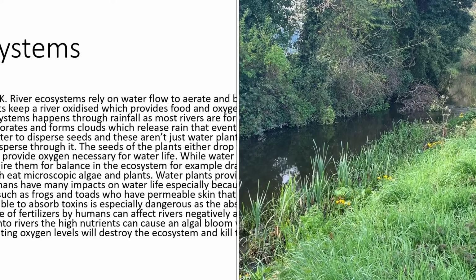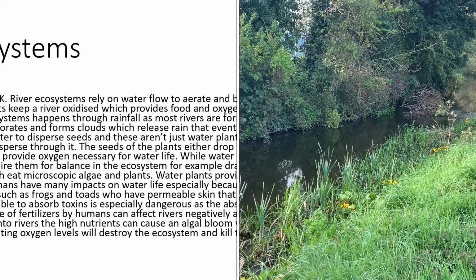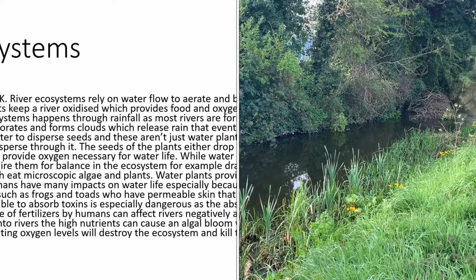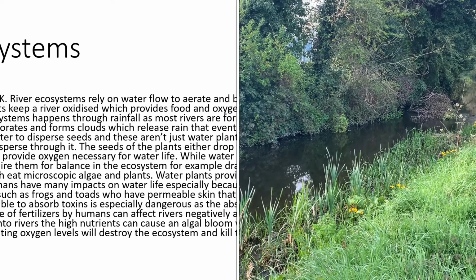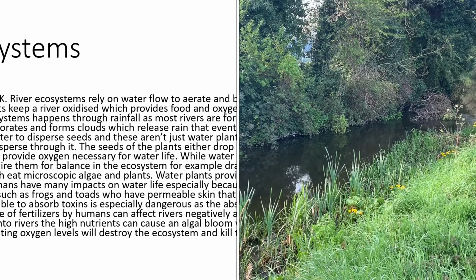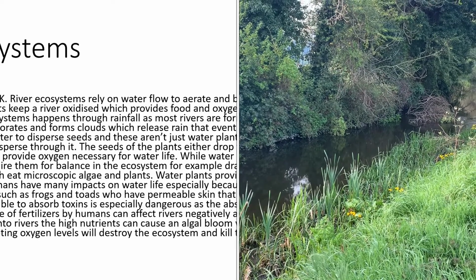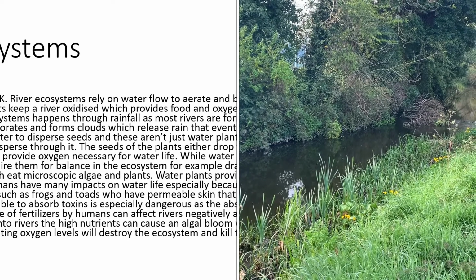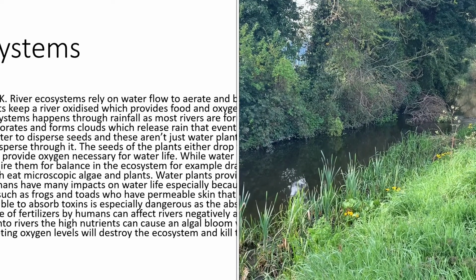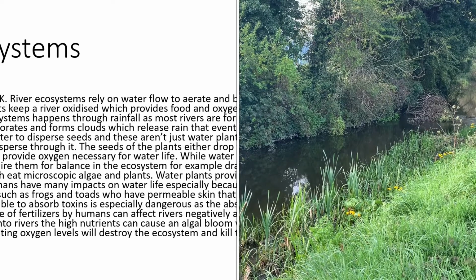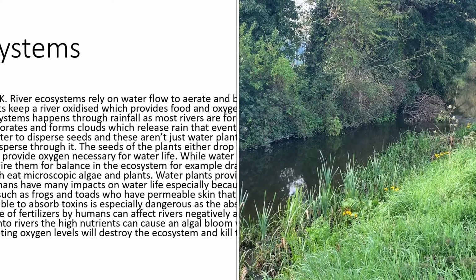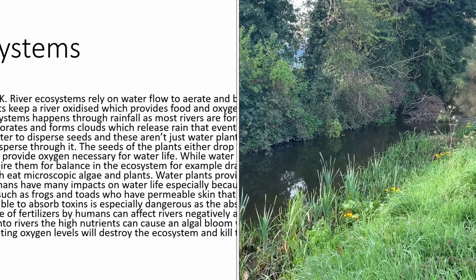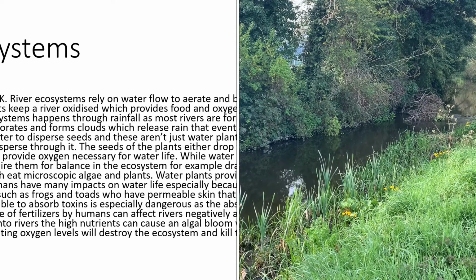UK ecosystems. River ecosystems in the UK. River ecosystems rely on water flow to aerate and bring in nutrients vital for plant growth. Plants keep a river oxidized, which provides food and oxygen to animals. The distribution of river ecosystems happens through rainfall, as most rivers are formed from mountain streams. River water evaporates and forms clouds, which release as rain, that eventually travels back into the rivers.